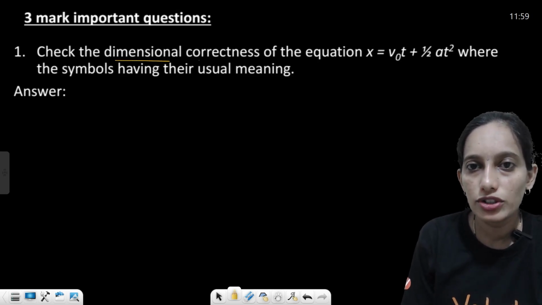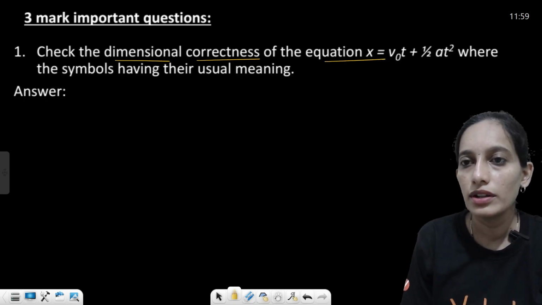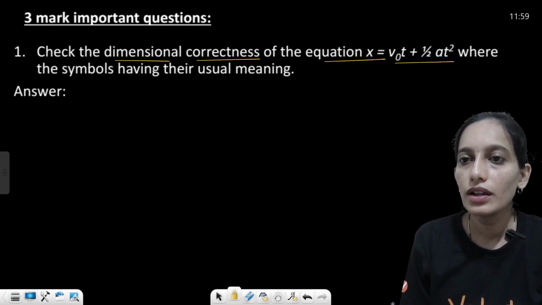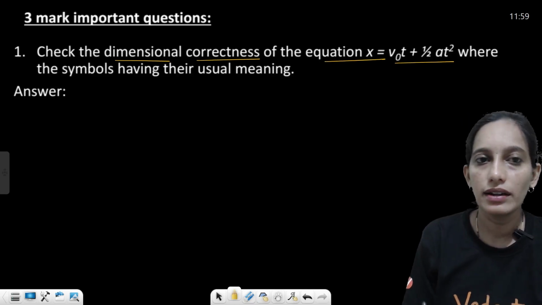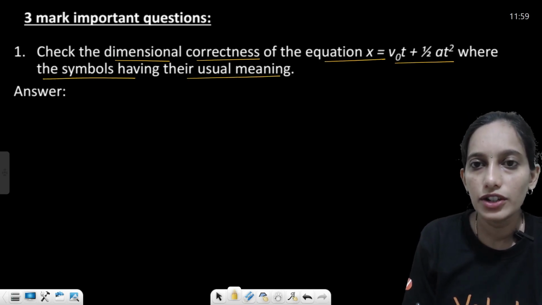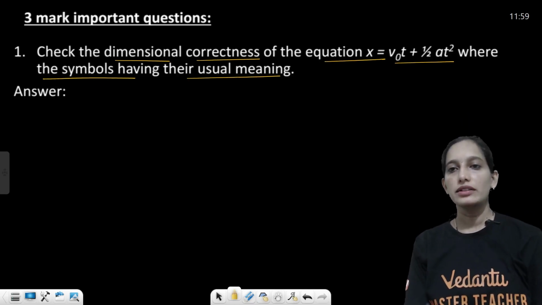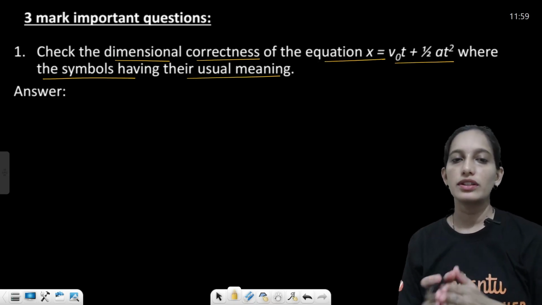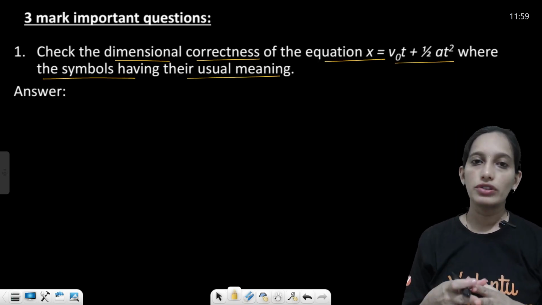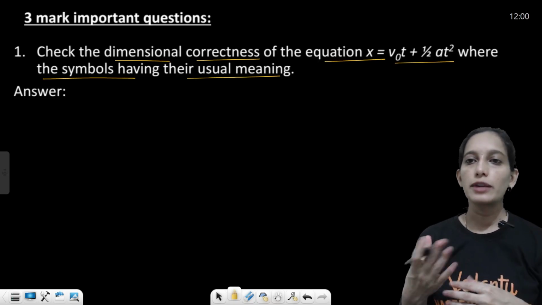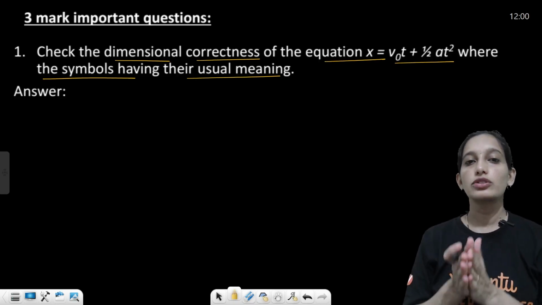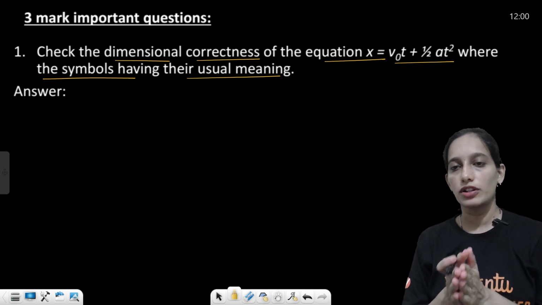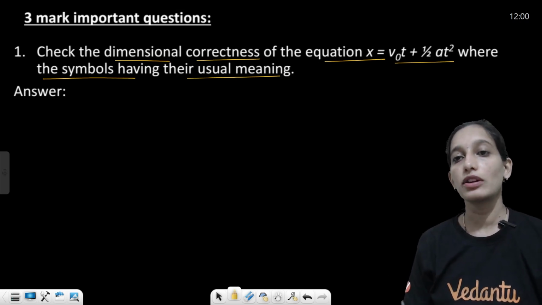Check the dimensional correctness of the equation x is equal to V naught into t plus half a t square, where the symbols have their usual meaning. Here an equation is given, with the usual notations mentioned. You might be familiar with this equation from the motion in one dimension chapter as well. We have to check its dimensional consistency by using the principle of homogeneity.